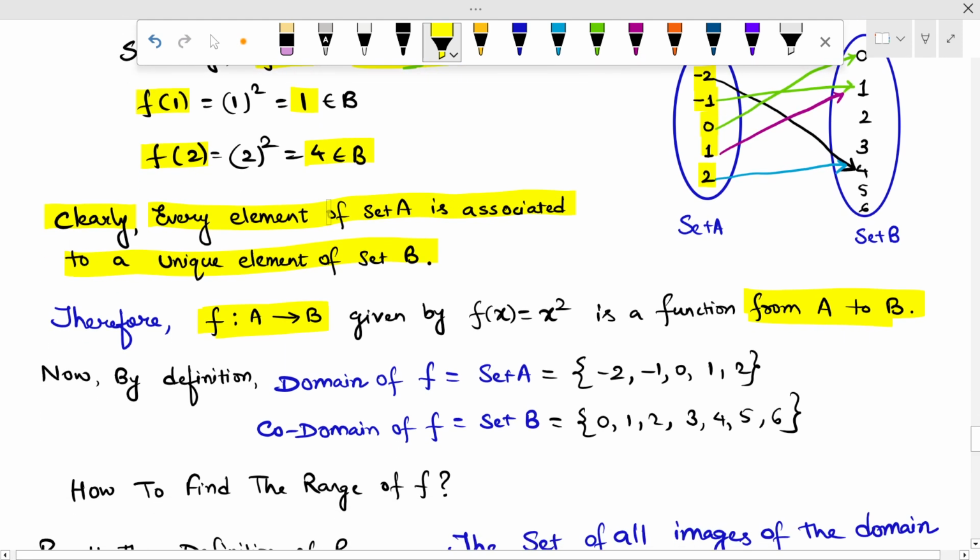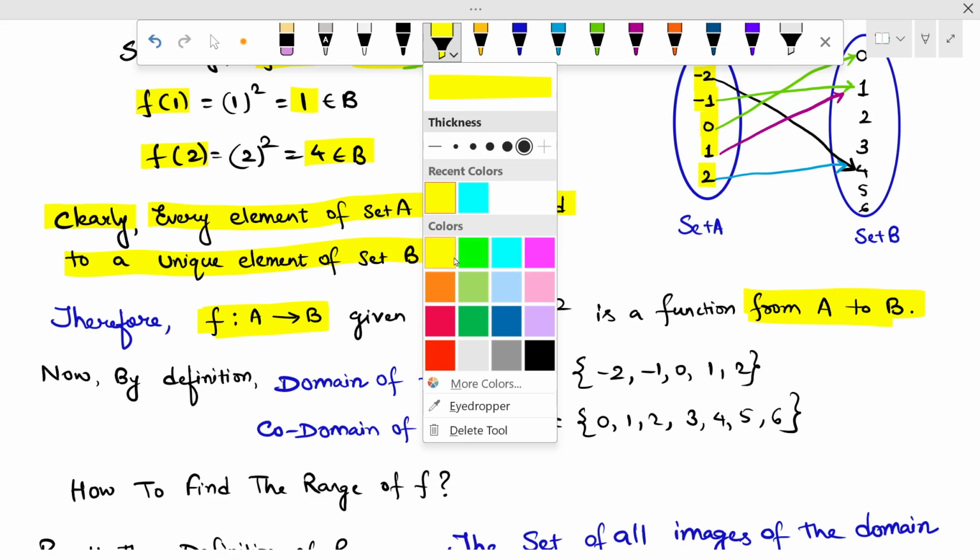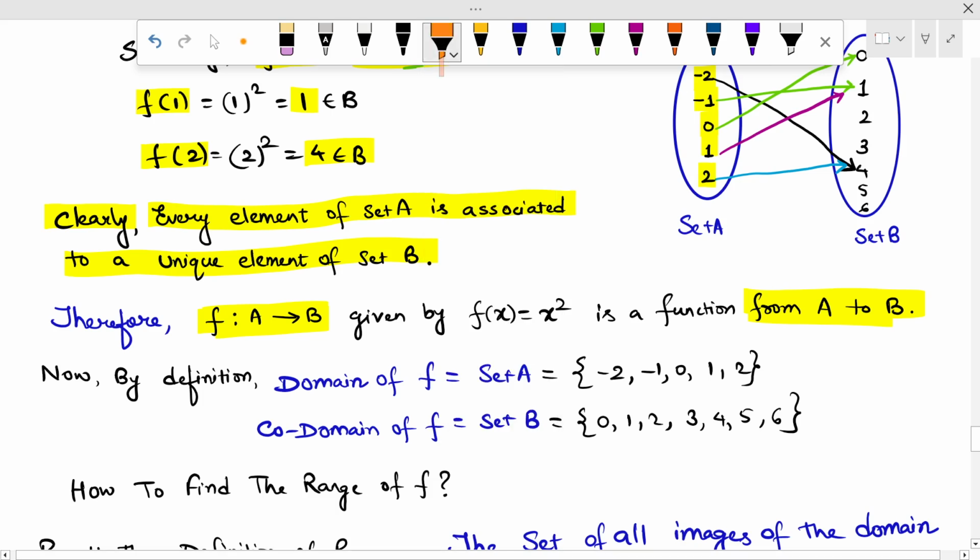Now, we have just seen the definition of domain, right? So, the domain of the function is the first set A and the codomain is the second set B. So, the domain of function f is the set A, which is -2, -1, 0, 1, 2, and the codomain of f is the set B: 0, 1, 2, 3, 4, 5 and 6. I hope the concept of domain and codomain is clear to all of you.